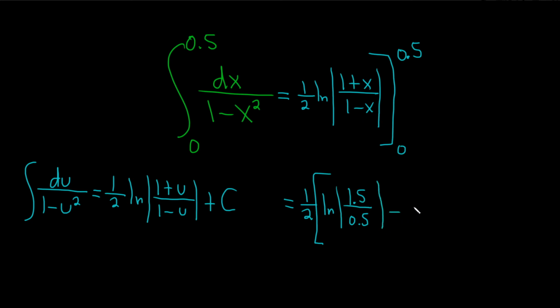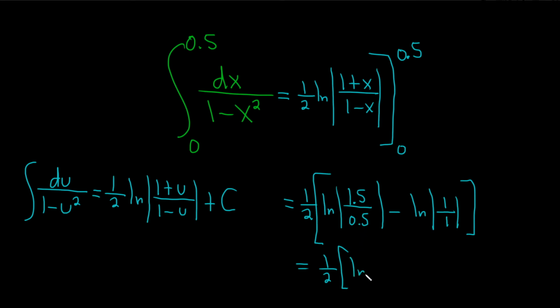And then minus the natural log of, plugging in 0, we get the natural log of 1 plus 0, which is 1, over 1 minus 0, which is 1. This is equal to 1/2. And you could use a calculator at this point if you wanted to. I guess I will. I mean, this is 3/2 and 1/2, so you could probably work it out pretty nicely.